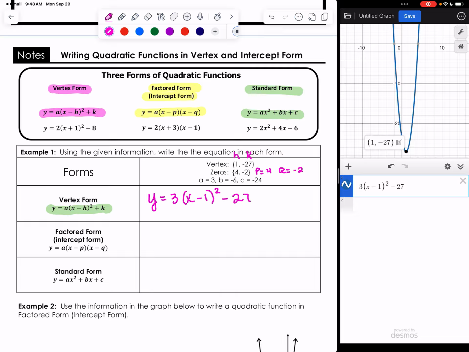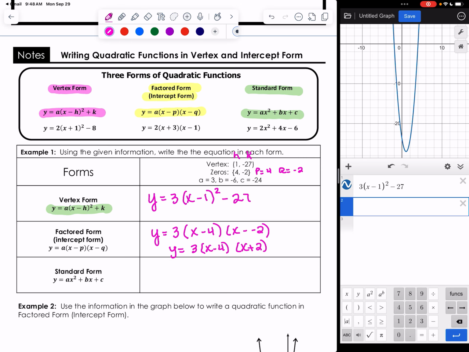All right. In factored form, all we need to know is the value of a, the value of p, and the value of q. So we'd say y equals, our a value is 3. Our first zero is 4, so x minus 4. Our second zero is negative 2, so x minus negative 2. But you never want to leave double signs in your parentheses, so let's rewrite this as y equals 3 times (x minus 4) times (x plus 2).